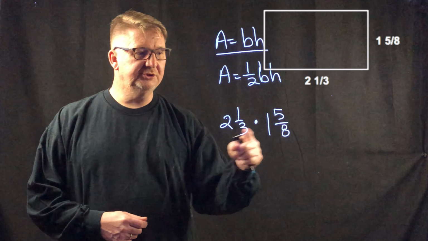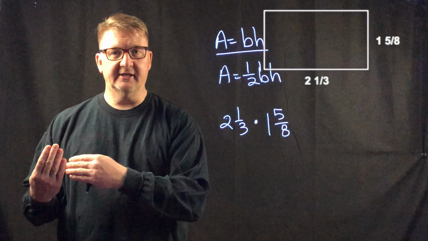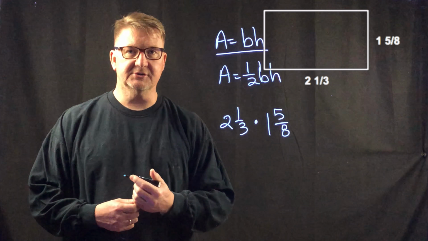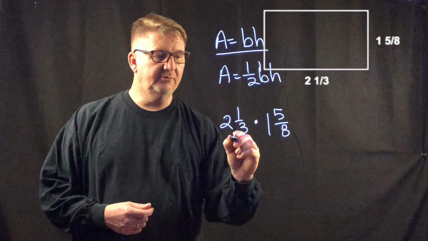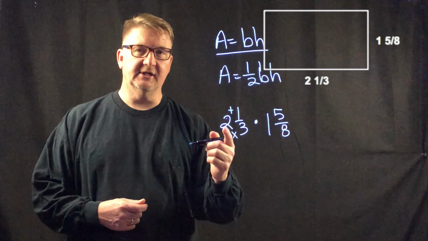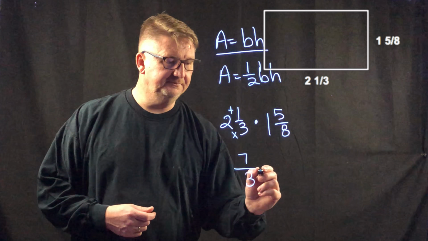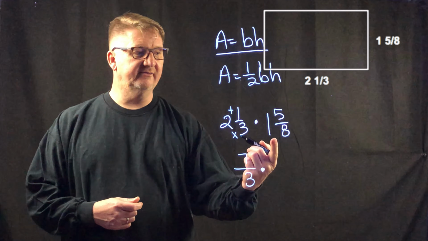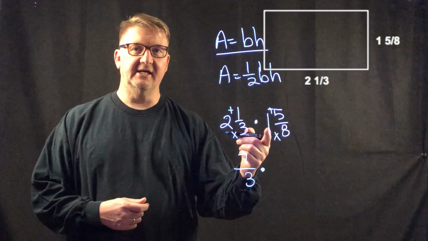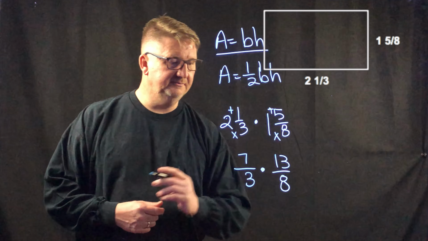Okay, so according to the formula, we just multiply these two numbers together. Now, you have to go back to what we learned with multiplying fractions. First thing we have to do for both of these fractions is turn them into improper fractions. So let's do that. To turn it into an improper fraction, I multiply the 3 times the 2, and I add the 1. So 3 times 2 is 6, plus 1 is 7. That number stays over the 3. And then I do the same thing to 1 5/8. I multiply the 1 times the 8, and I add the 5. 1 times 8 is 8, plus 5 is 13, and it stays over the 8.